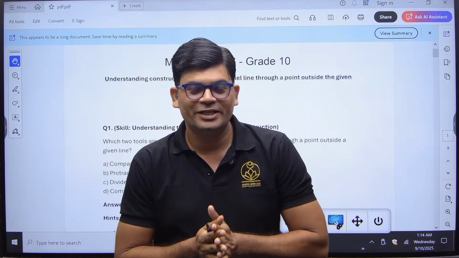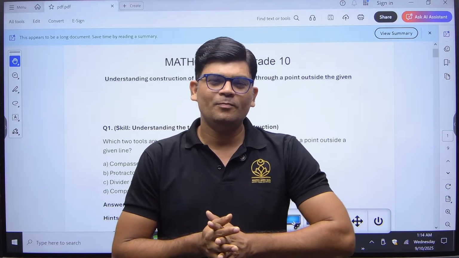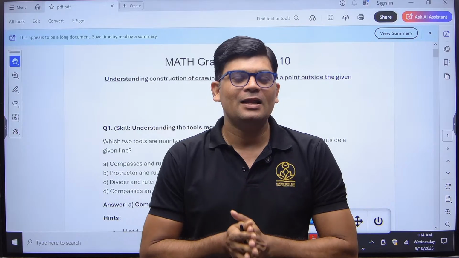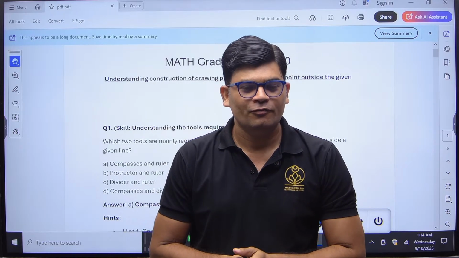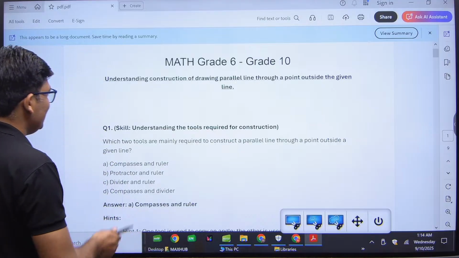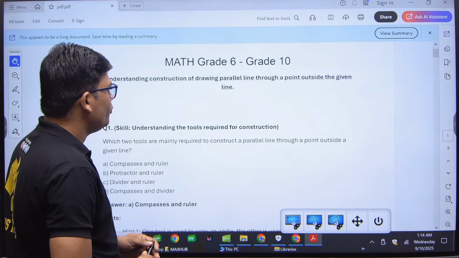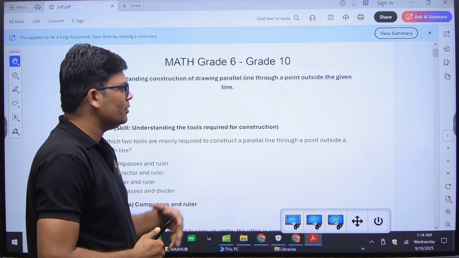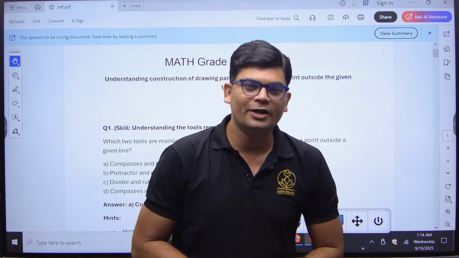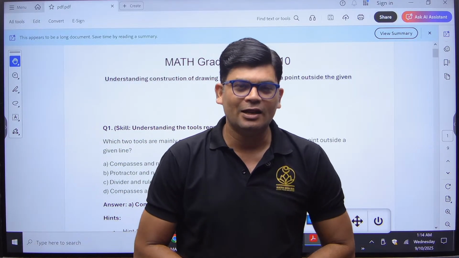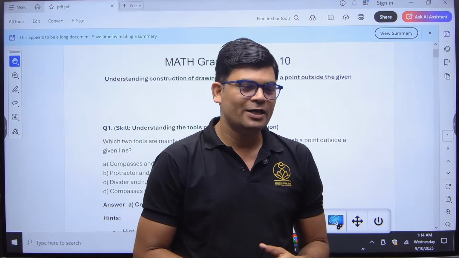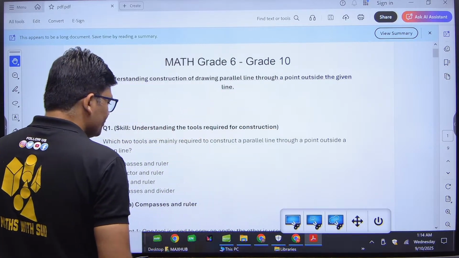Today I'm going to teach you one very important concept: the construction of a parallel line through a point outside a given line. So we can see that we are understanding the construction of drawing a parallel line through a point outside the given line. We've been given a line and a point outside it, and we need to draw a parallel line to the given line. Now how it has to be done, let's see this.